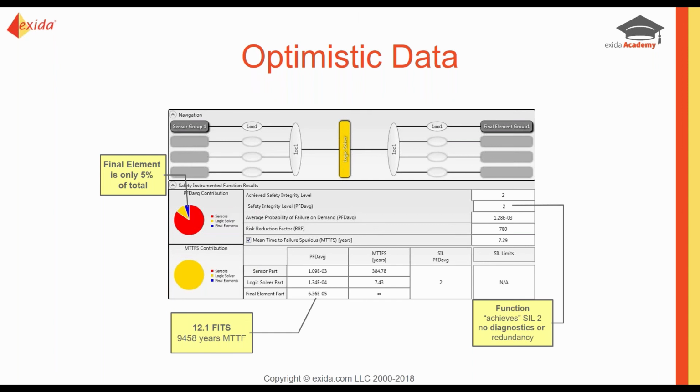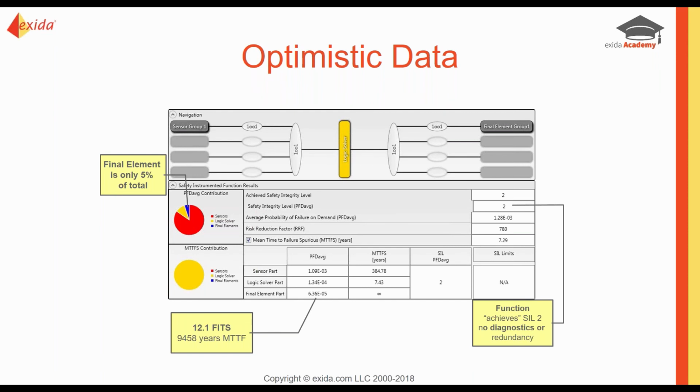And there's not very much blue. That blue color is showing your final elements. And your final element is really only taking up 5% of your PFD average total contribution. If you're familiar with valve actuator solenoids, they normally take up a majority of your probability of failure on demand. With your sensors and your logic solvers being smart devices, you usually have much lower failure rates, lower contribution to your PFD average.